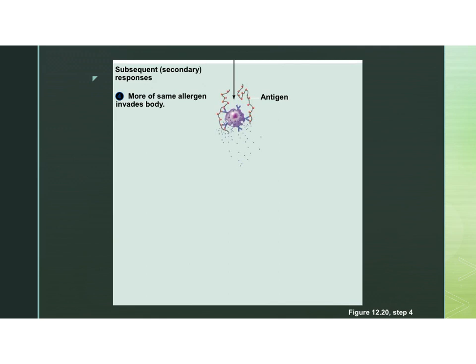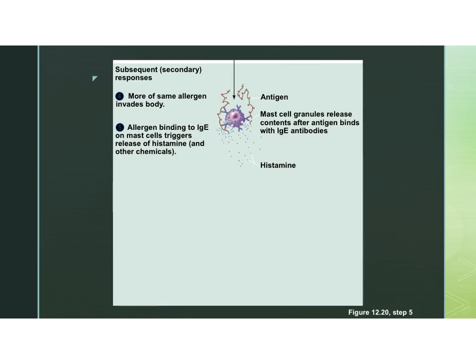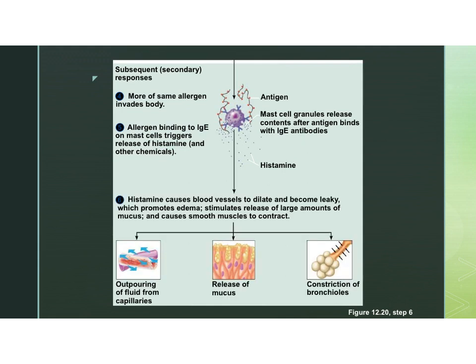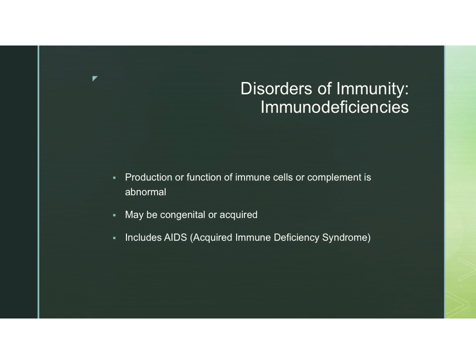Then you're probably going to eventually experience this allergen again. So if more of the same allergen invades the body, allergen binding to IgE on mast cells triggers release of histamine, which is a chemical. The histamine has a few different effects on your body. It can cause blood vessels to dilate, and that promotes edema. It can stimulate the release of large amounts of mucus. That's why people get runny noses when they have an allergic reaction sometimes. And it can cause smooth muscle to contract, which can be a problem if this happens in your airway and constricts the bronchioles.